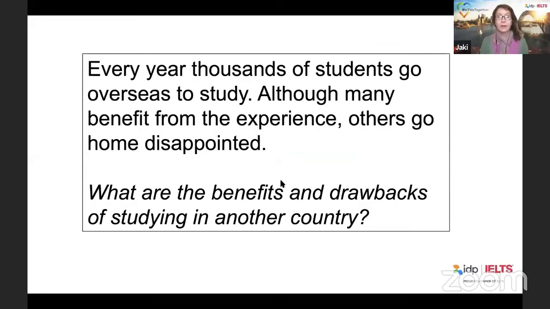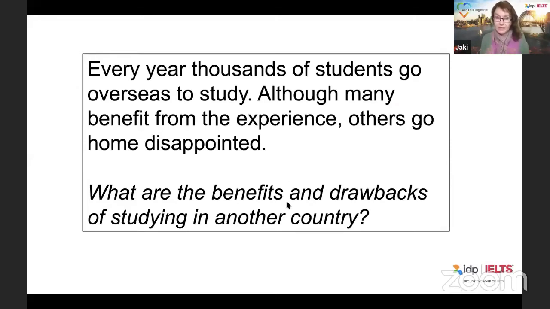All right, so let's look at one more. I just want to check the time. Okay. Every year, thousands of students go overseas to study. Although many benefit, others go home disappointed. What are the benefits and drawbacks of studying in another country? So how many things do we have to do in this essay? So this is the topic. These are the instructions. Yes, this is quite a straightforward one.